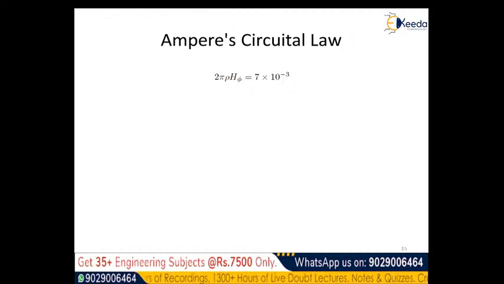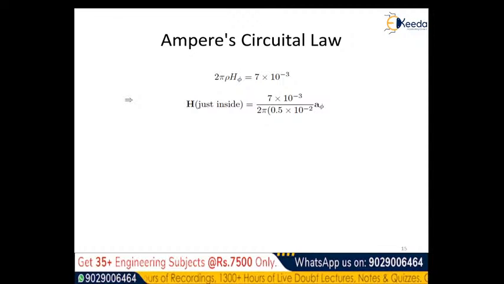The enclosed current is a filamentary current at the exact center along the z-axis. It is carrying 7 milliamperes of current, hence on the RHS we write 7 into 10 raised to the power minus 3. This is the application of the Ampere circuital law just inside the current sheet. So the expression takes the form where we write H just inside as the RHS, the previous one, 7 into 10 raised to the power minus 3, all divided by 2 pi into 0.5 into 10 raised to the power minus 2. The direction is always the a phi direction, and the simplification gives it to be equal to 2.2 into 10 raised to the power minus 1 a phi, expressed in amperes per meter.